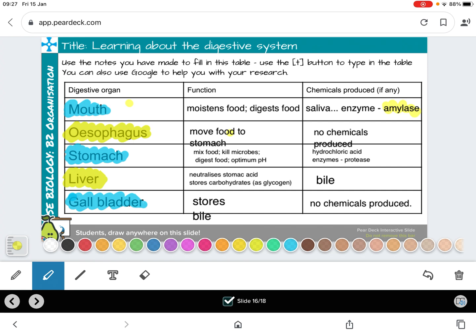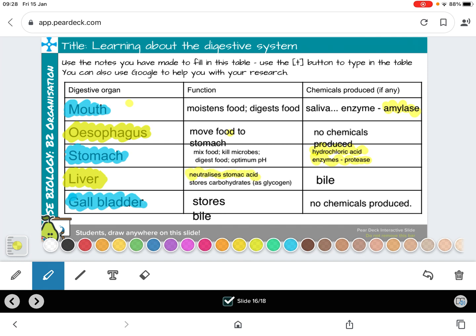In the stomach, food will be mixed, microbes will be killed, digestion will continue, and the acid will produce an optimum pH for the enzymes to work. So the chemicals here are hydrochloric acid and protease enzyme. The job of the liver then, which is below the stomach, is to neutralize the stomach acid. Bit of a spelling mistake there.